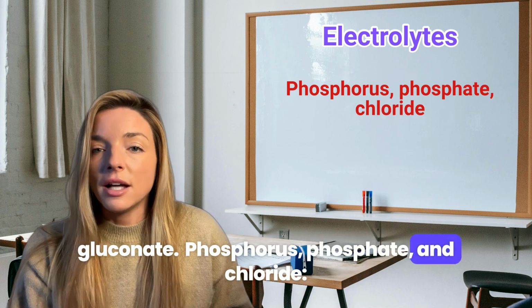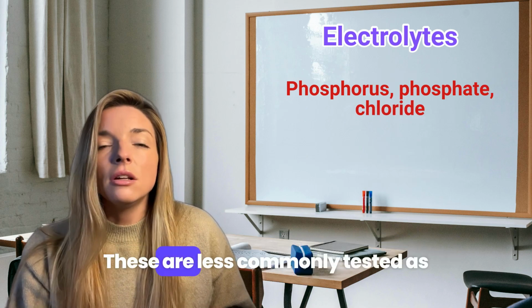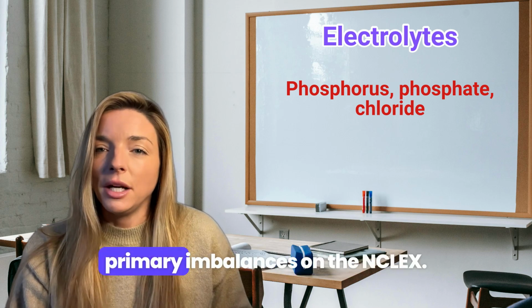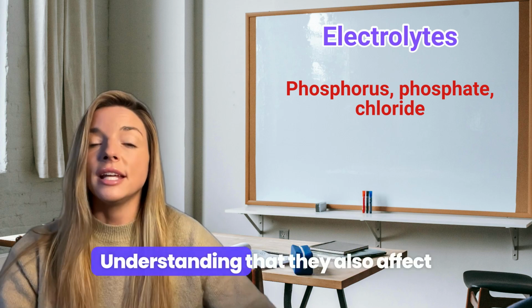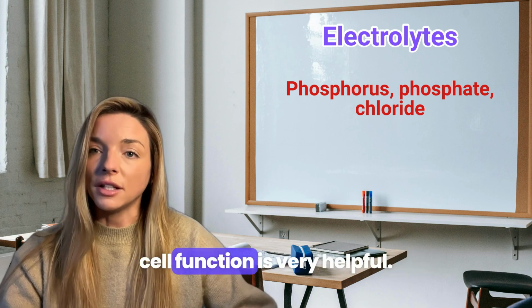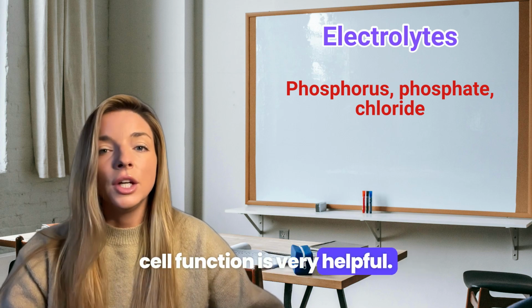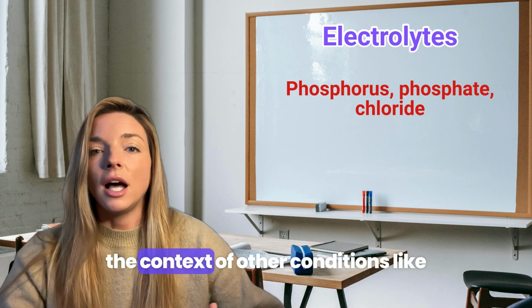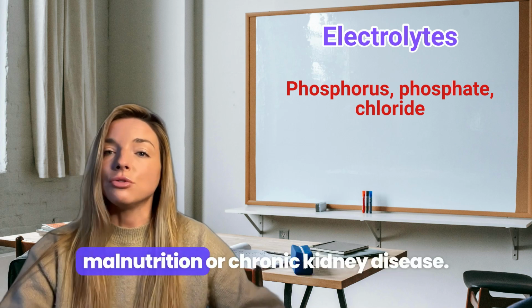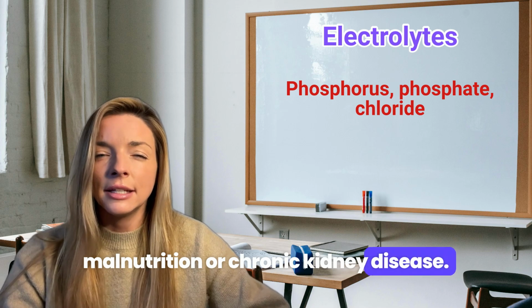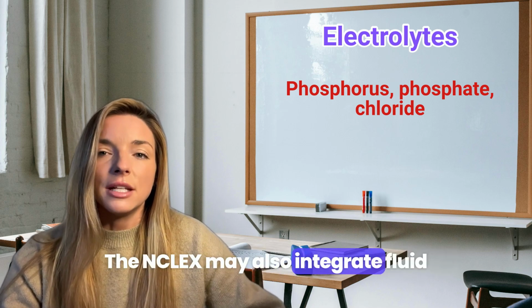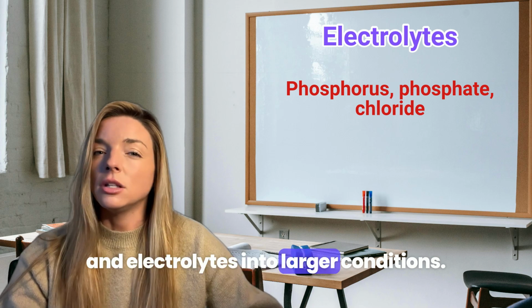Phosphorus, phosphate, and chloride are less commonly tested as primary imbalances on the NCLEX. Understanding that they also affect cell function is very helpful. Usually you'll see them mentioned in the context of other conditions like malnutrition or chronic kidney disease. The NCLEX may also integrate fluid and electrolytes into larger conditions.